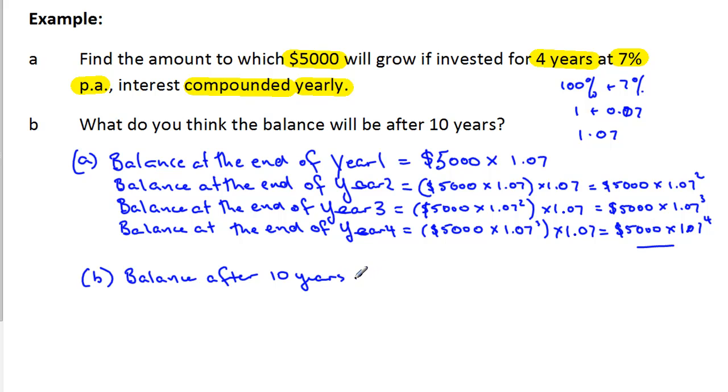The balance after 10 years is going to be $5,000 times the multiplier, which is 1.07. And how many times did we apply the multiplier? 10 times. So we times it to the power of 10. And if you work that out, that will be the balance after an investment of this amount of money, $5,000, for 10 years. Nice, easy way to do it.